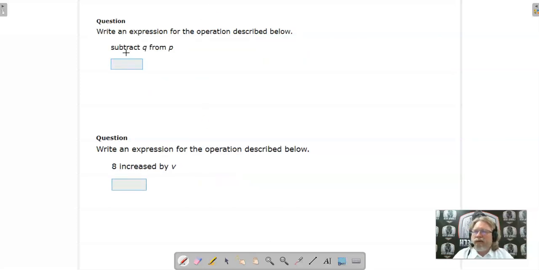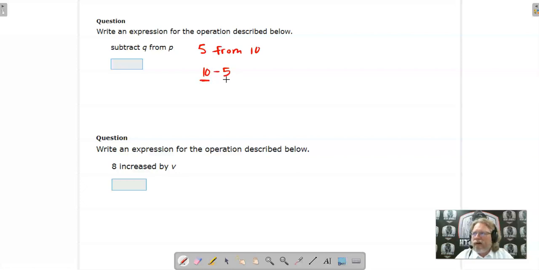This one here, subtraction. Wow, this is where we have to be careful not to switch them around, because Q minus P is different than P minus Q on this one. So write an expression for the operation below. Subtract Q from P. So if I said subtract 5 from 10, you'd say, oh, the answer is 5. Well, in order to get that, we would have to do 10 minus 5.